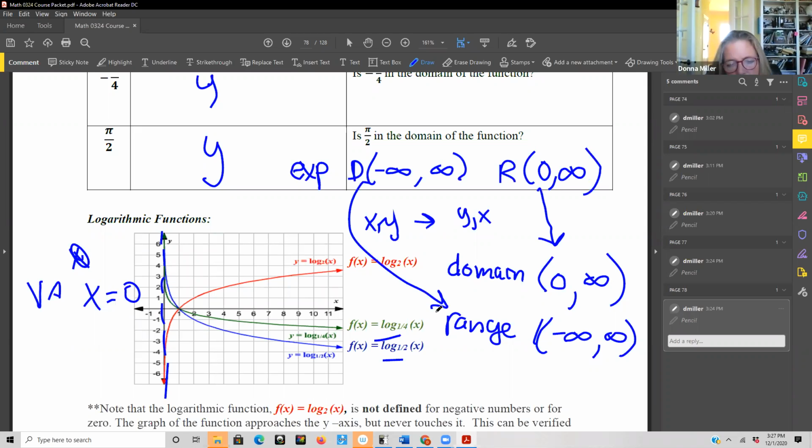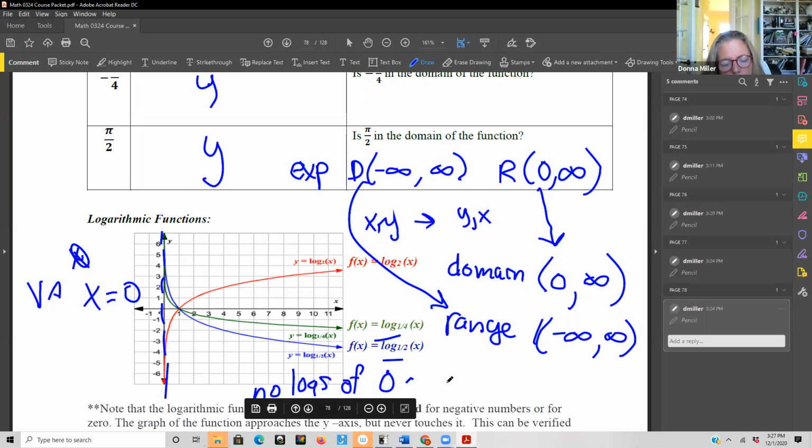All right. So I just want you to see that with logs, the main thing here is when you're taking a log of something, it has to be greater than 0. You cannot take the log of 0. You cannot take the log of a negative number. That is not possible. Okay. So no logs of 0 or negative numbers.